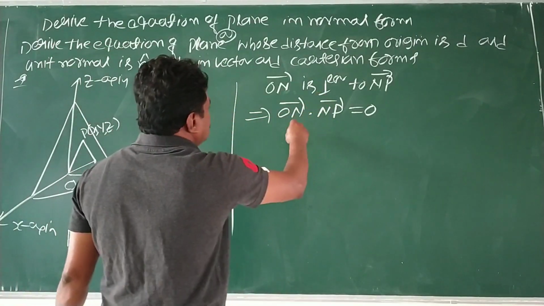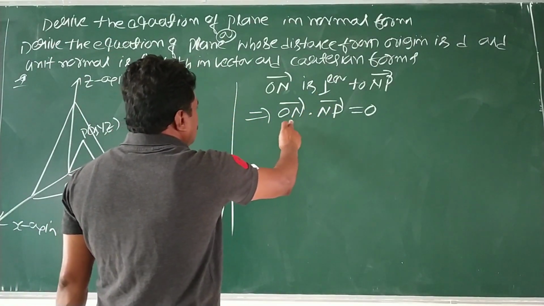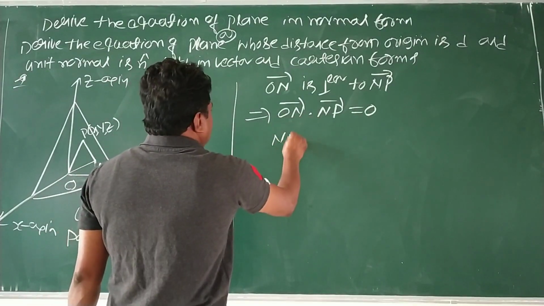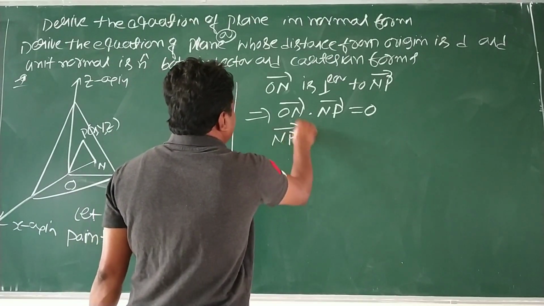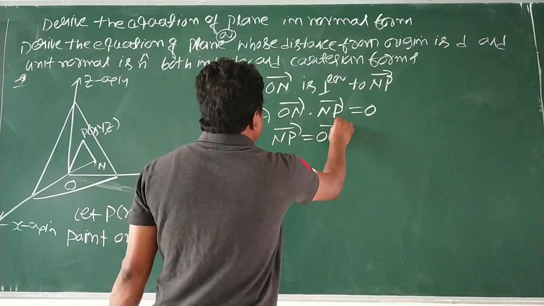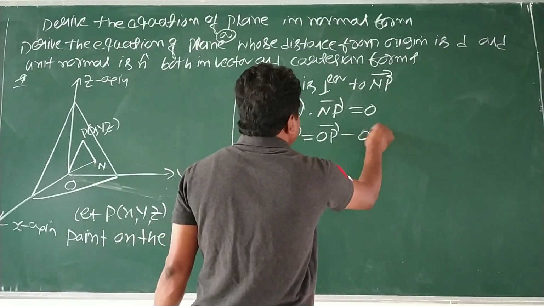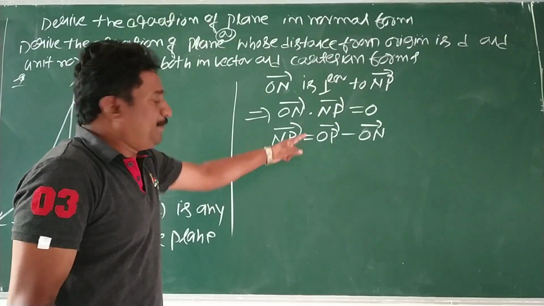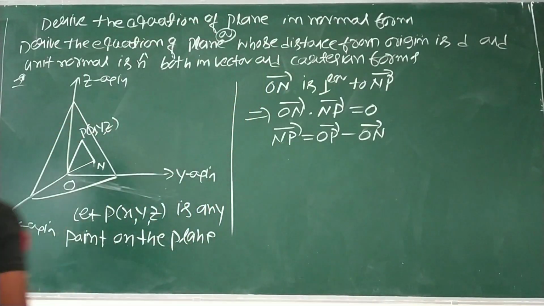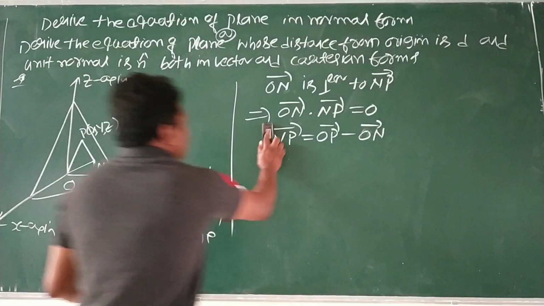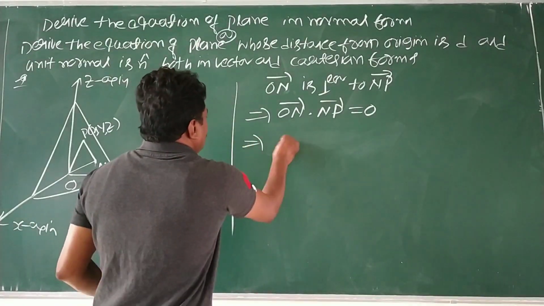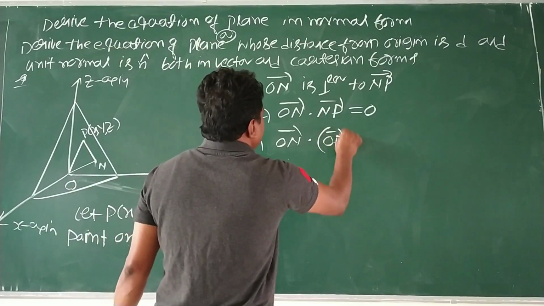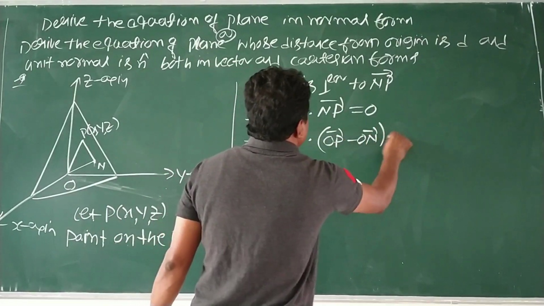Now take NP. Vector NP is OP minus ON. Okay, wait, I'll write it here itself, students. That implies ON dot NP means ON dot (OP minus ON) is equal to 0.